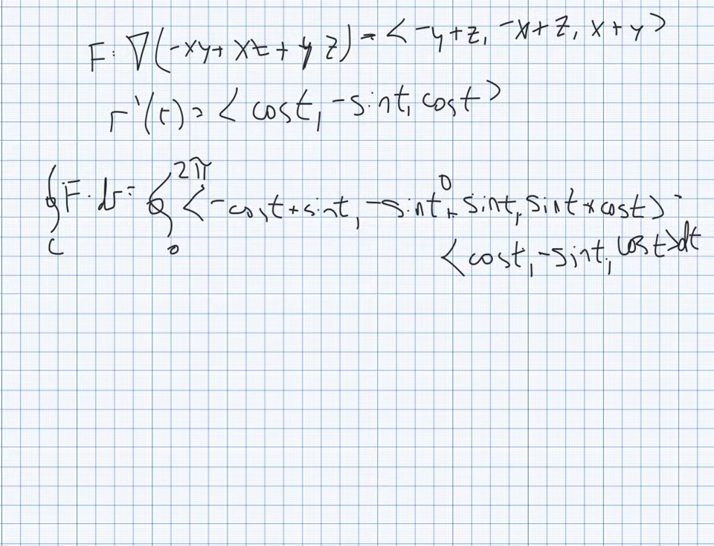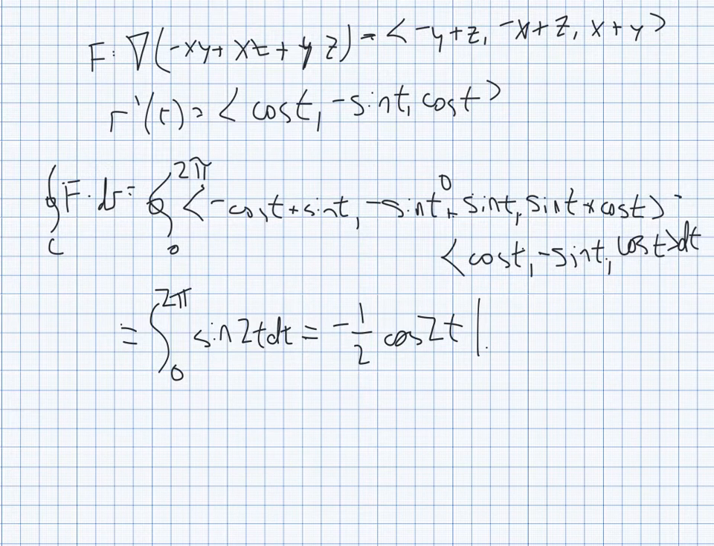But what you would end up with, again, after applying an identity, is the integral from 0 to 2 pi of sine 2t dt. Again, you would use an identity similar to the previous example. And that integral, with that antiderivative, is negative 1/2 cosine 2t. And that gets evaluated from 0 to 2 pi. And lo and behold, when you plug in the top bound minus the bottom bound, you get 0, which is what you should get, again, according to the theorem.